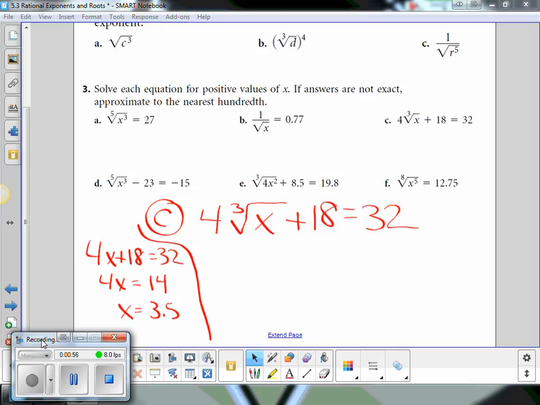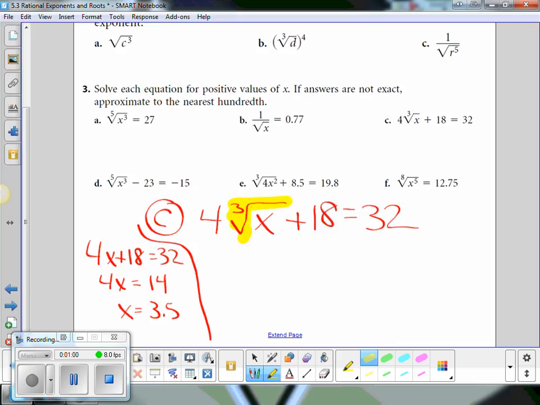Now, the difference here is we have the cube root of x. So we have to think about, when would you take care of that? When would you get rid of that? When would you undo that? So I would do it at the very end, because if I knew what x was, I would cube root it, then I would multiply by 4, and then I would add 18.